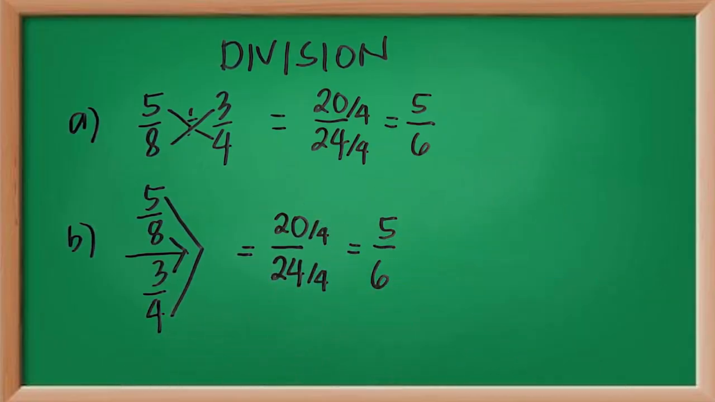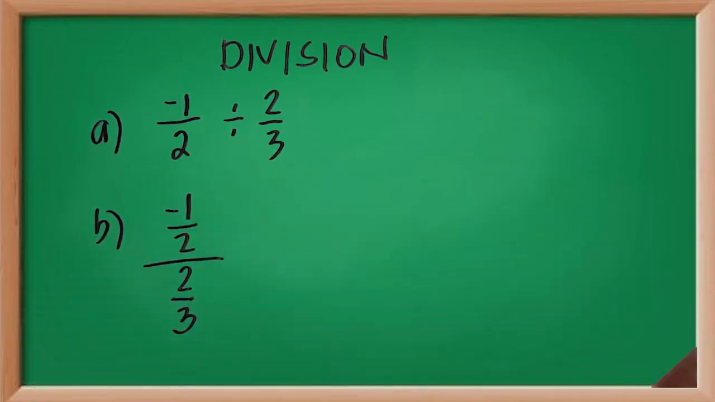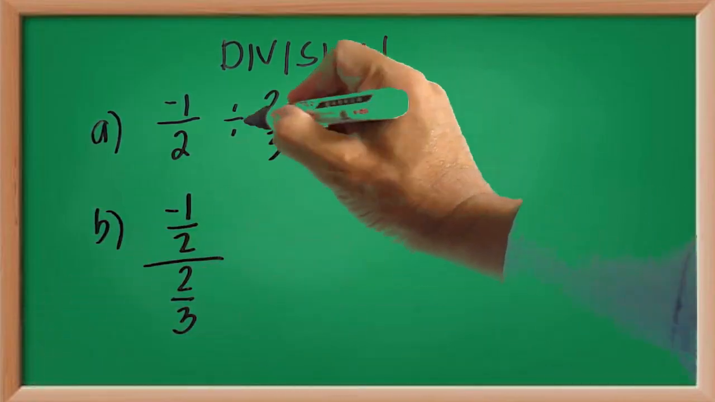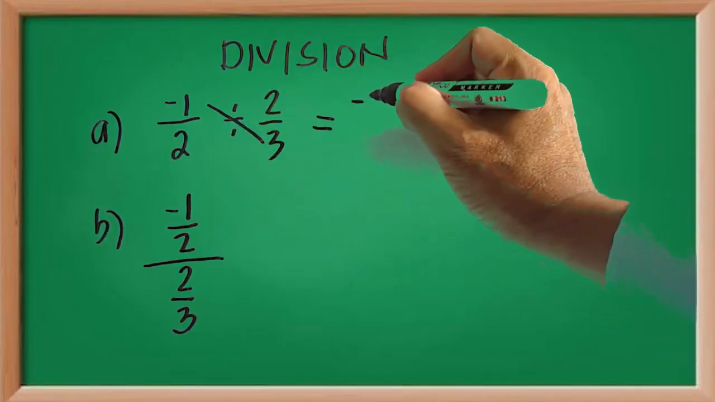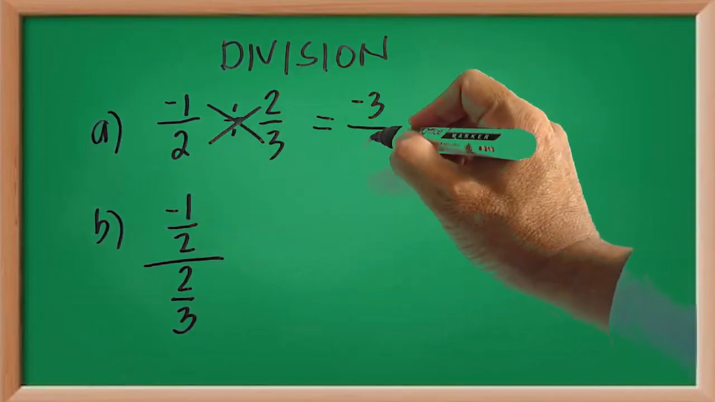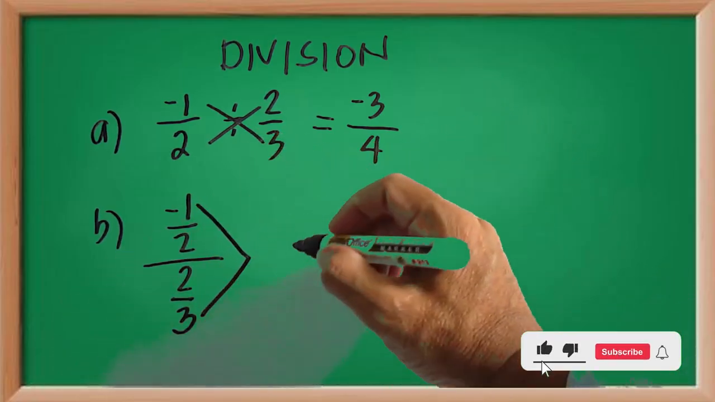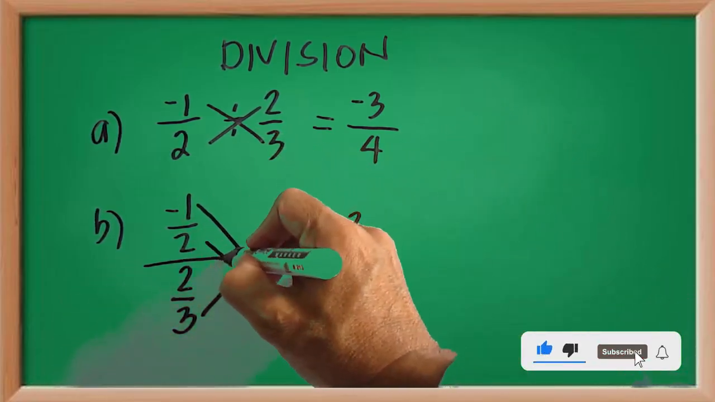For example, negative 1/2 divided by 2 over 3, let's start here. Cross multiply, negative 1 times 3 is negative 3. 2 times 2 is 4. This one, negative 1 times 3 is negative 3. 2 times 2 is 4.